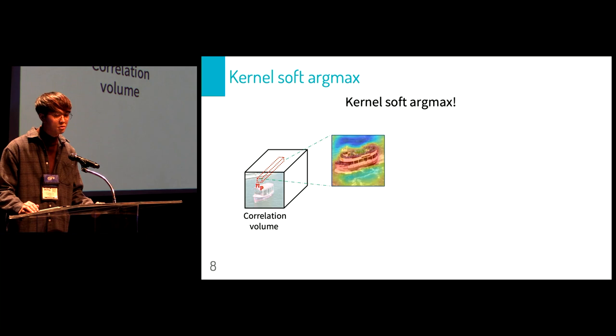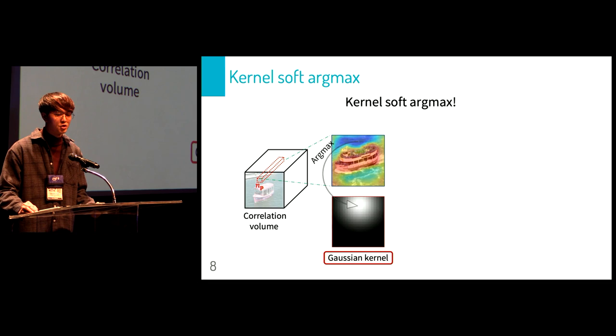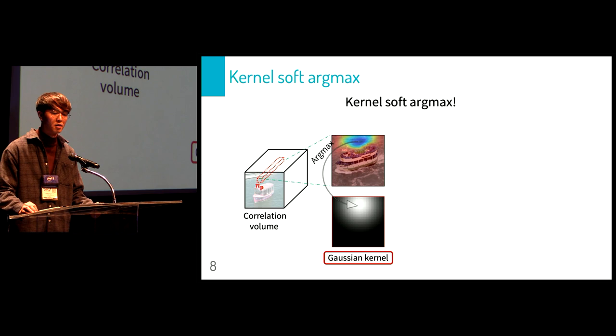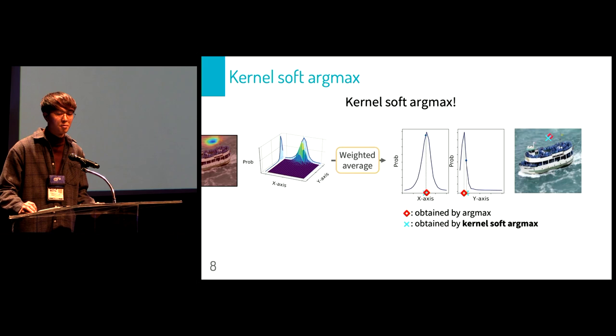To solve this, we propose a novel corner soft argmax. First, we generate a Gaussian kernel centered on the position obtained by the argmax. And the score map is multiplied with the Gaussian kernel. Now, the probability becomes unimodal, enabling us to approximate the argmax output more accurately.